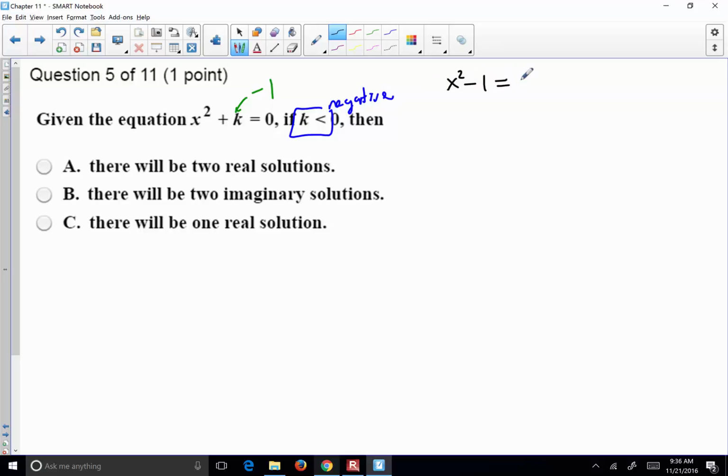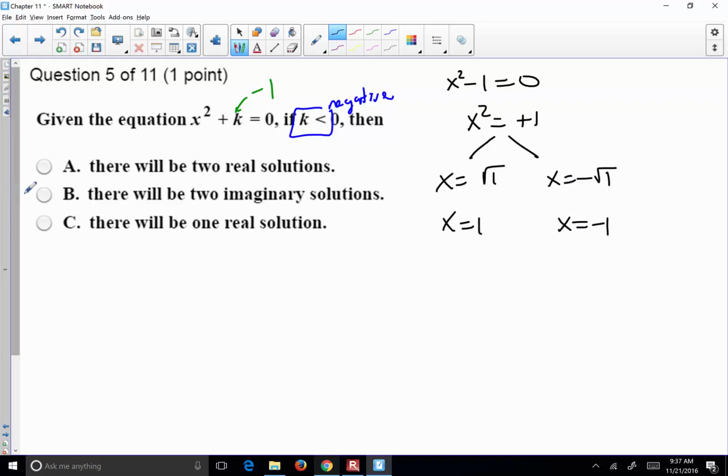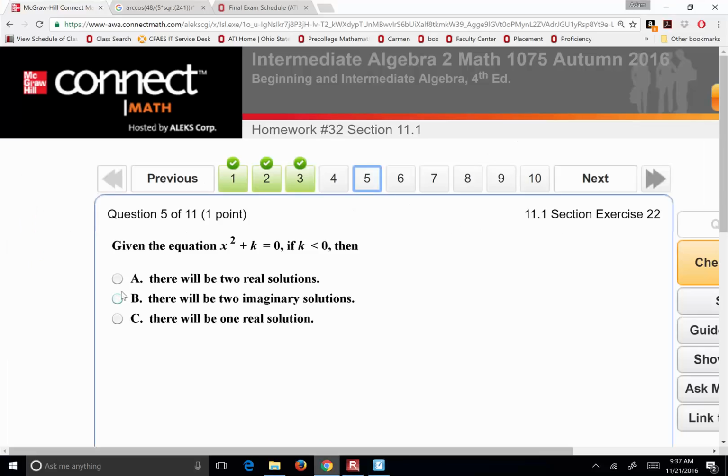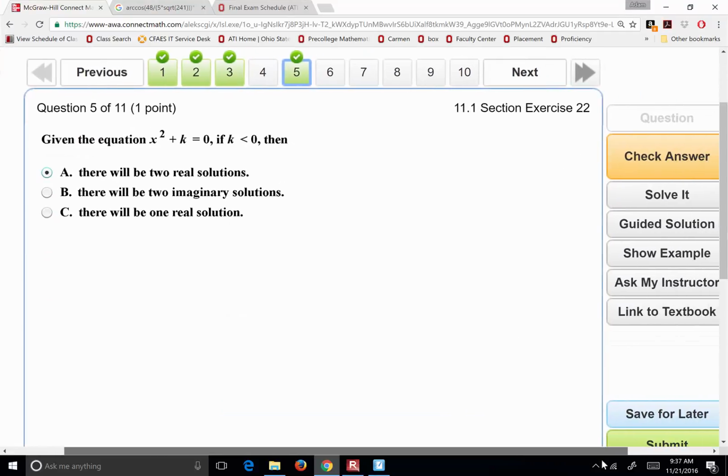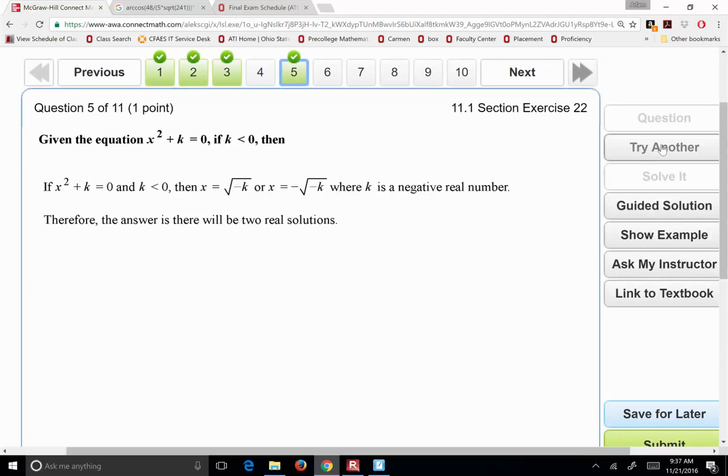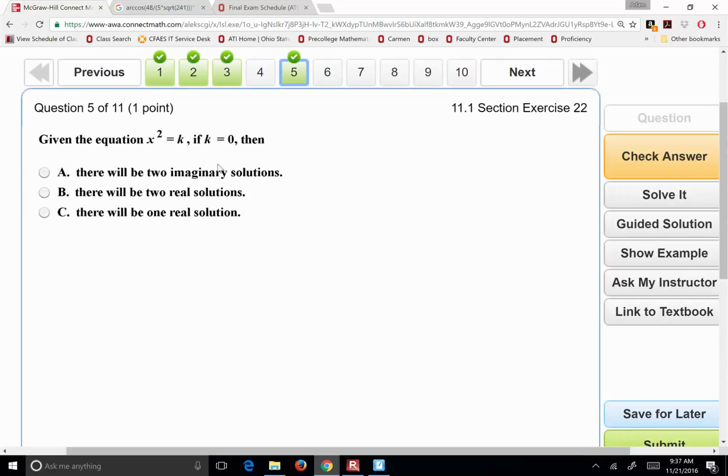So how many solutions do you expect to get if k is negative, like x squared minus 1 equals negative 1? When you put this to the right, take square root of both sides. Square root of 1 and square root of negative 1, oh, it's 1 and negative 1. So we expect 2 real solutions. Okay? The correct solution for this one is A. I want to flip the question. Try another one.